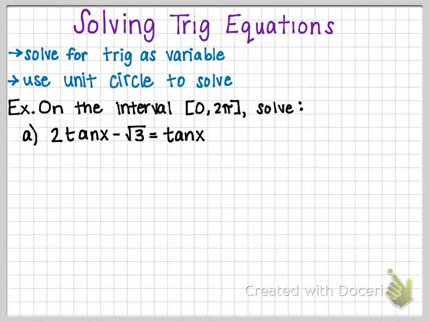Alright guys, so we're going to learn how to solve trig equations today. So basically, to solve trig equations, all you're going to do is treat whatever trig you have in your equation as a variable. And then at the end of that, when we're solving for our actual variable inside of that trig, you're going to use your unit circle. Where is the sine equal to square root 2 over 2, something like that.